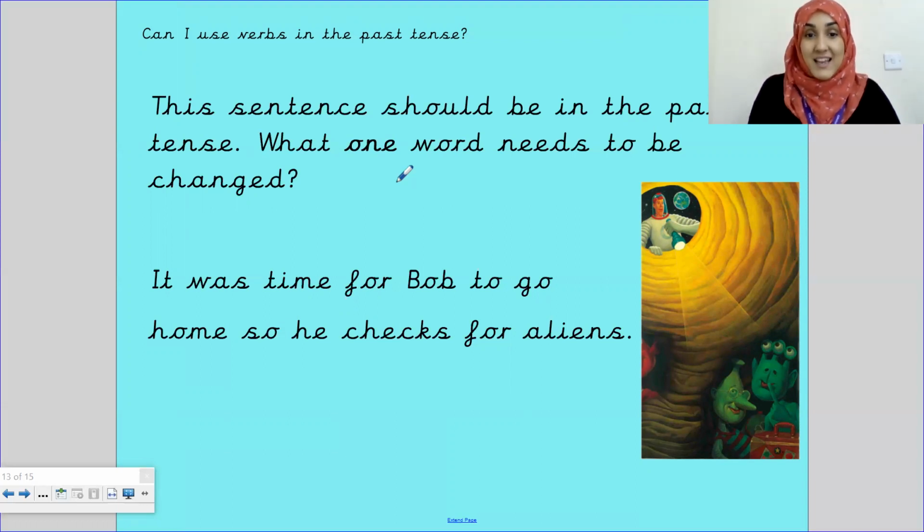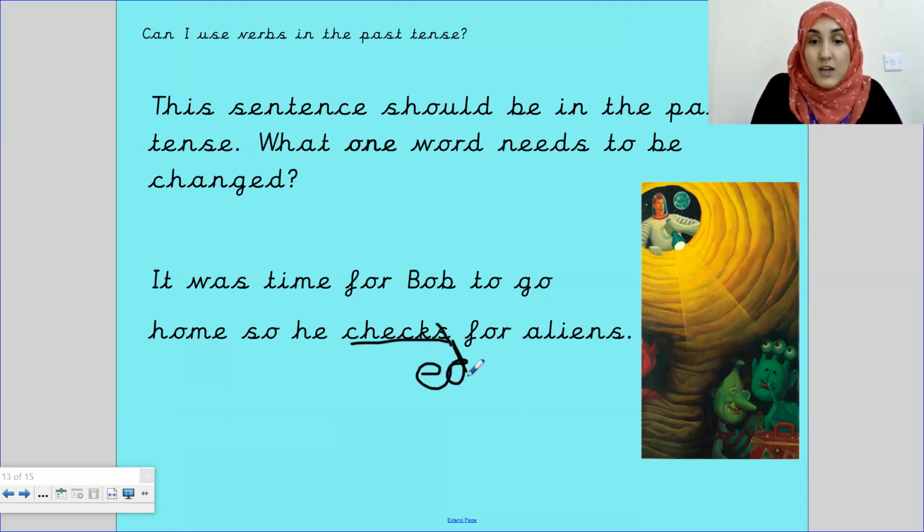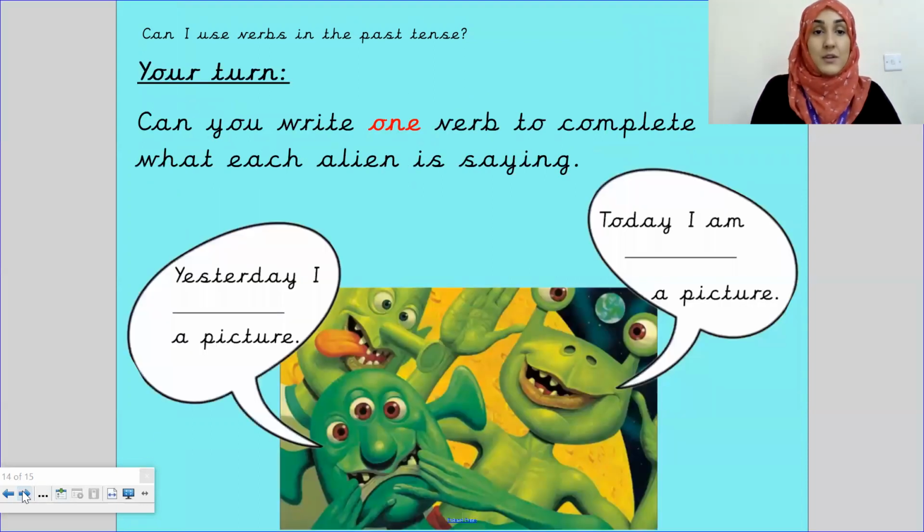Have you got it? It's this one. Checks. This needs to be an ed on the end, so we need to cancel that. And this needs to be checked. It was time for Bob to go home, so he checked for aliens. Fantastic. Well done. Okay, now, it is your turn, Maurice class. You are going to write one verb to complete what each alien is saying.